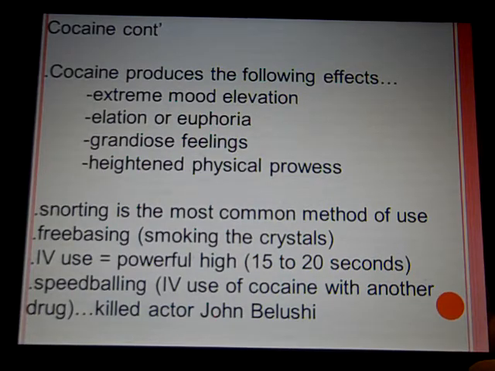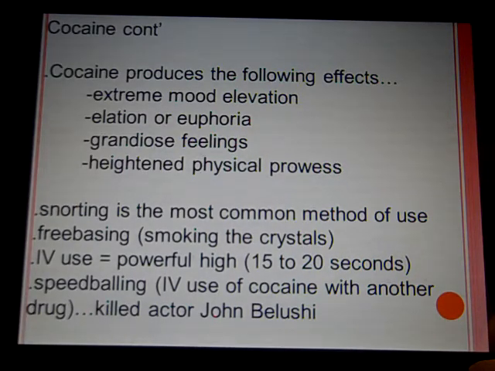Cocaine produces the following effects: extreme mood elevation. They may feel wonderful, on top of the world, almost like a manic person in the manic phase of bipolar disorder. They feel elated or euphoric. It's like the best feeling that you've ever had, multiplied by 5 or 6. That's how someone on cocaine might feel. So you can imagine how it would be hard to get that person to come off of cocaine or to stop using it. Grandiose feelings.